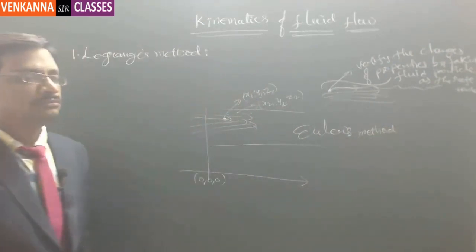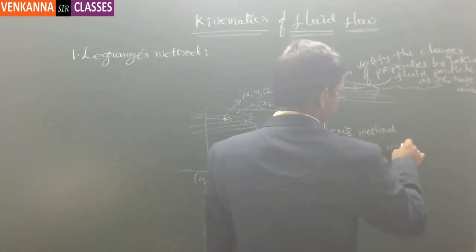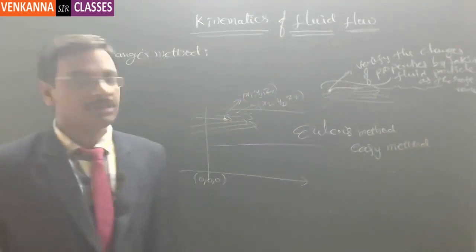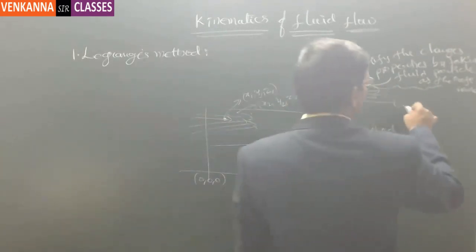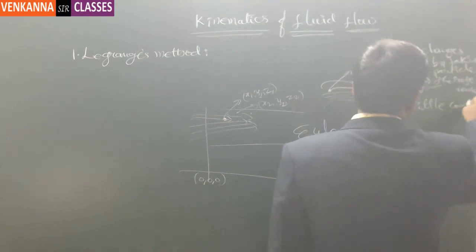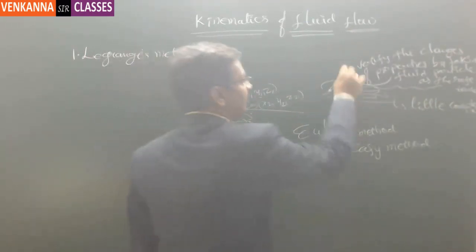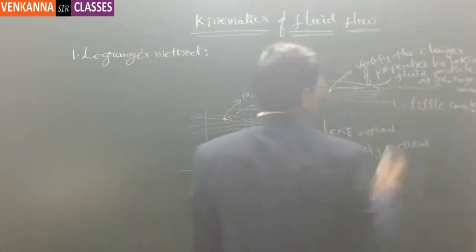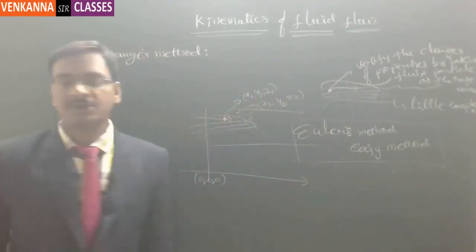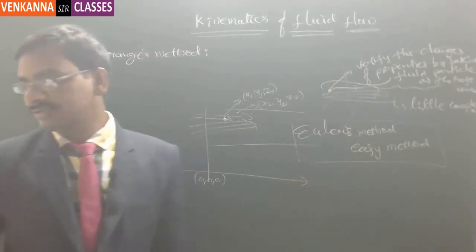Right? So this is an easy method because we can use the field concept here. And this other one is a little complex. So for all practical purposes, it was ignored and we will be using only Euler's method. The stream concept that I explained yesterday was part of this Euler's analysis. Got it?